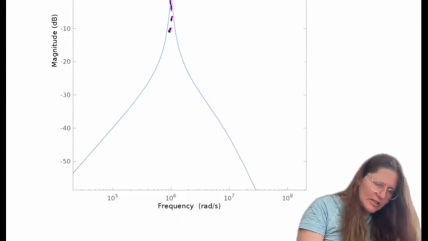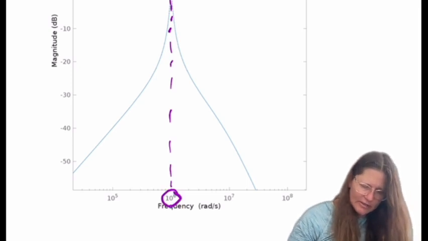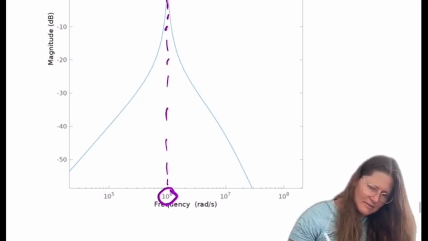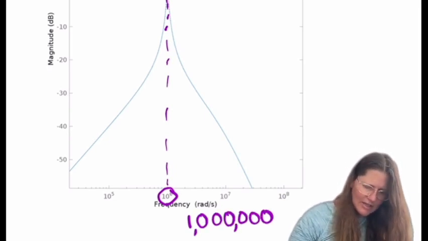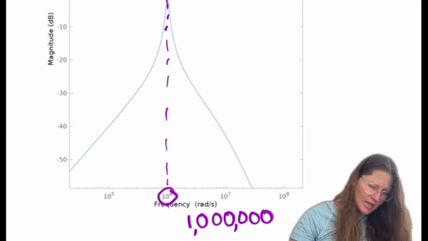And the Q point of this looks like it's at about 10 raised to the 6, which will be 10, and then 5 more zeros. So 6 zeros, 1, 2, 3, 4, 5, 6, and so that's going to be at 1 meg. So at 1 mega radians per second, that would be my omega naught.